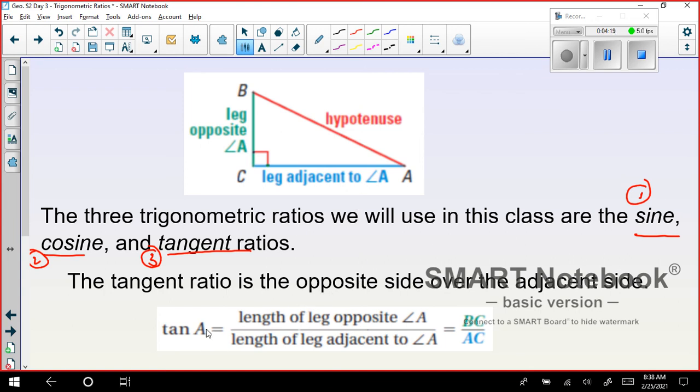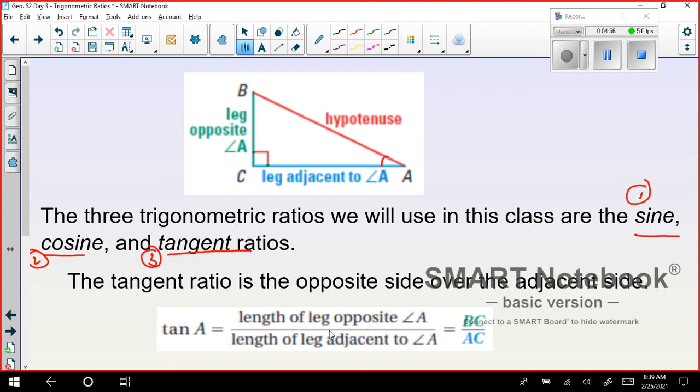If I want to find tan A, so for this example angle A is here, tangent is always going to be the opposite leg over the adjacent leg. You'll have to keep that in mind. You'll have to memorize what is tan, what is cosine, what is sine, so that you can apply it to various problems. Always tan is going to be the ratio of the opposite side over the adjacent side. So the length of the leg opposite to angle A divided by the length of the leg adjacent to angle A, that is BC over AC.